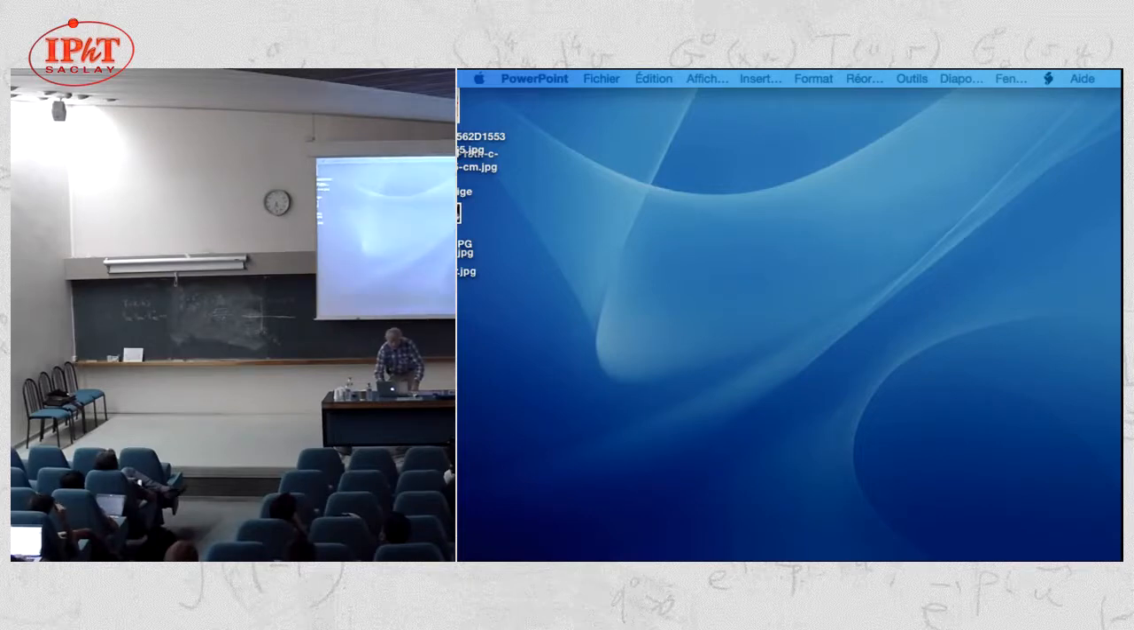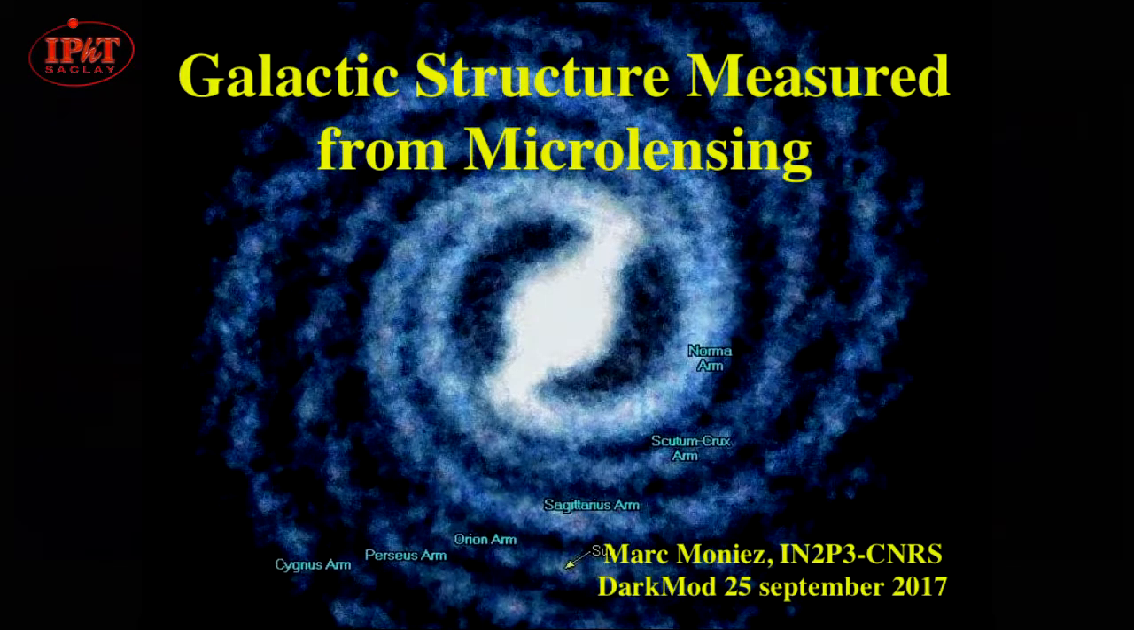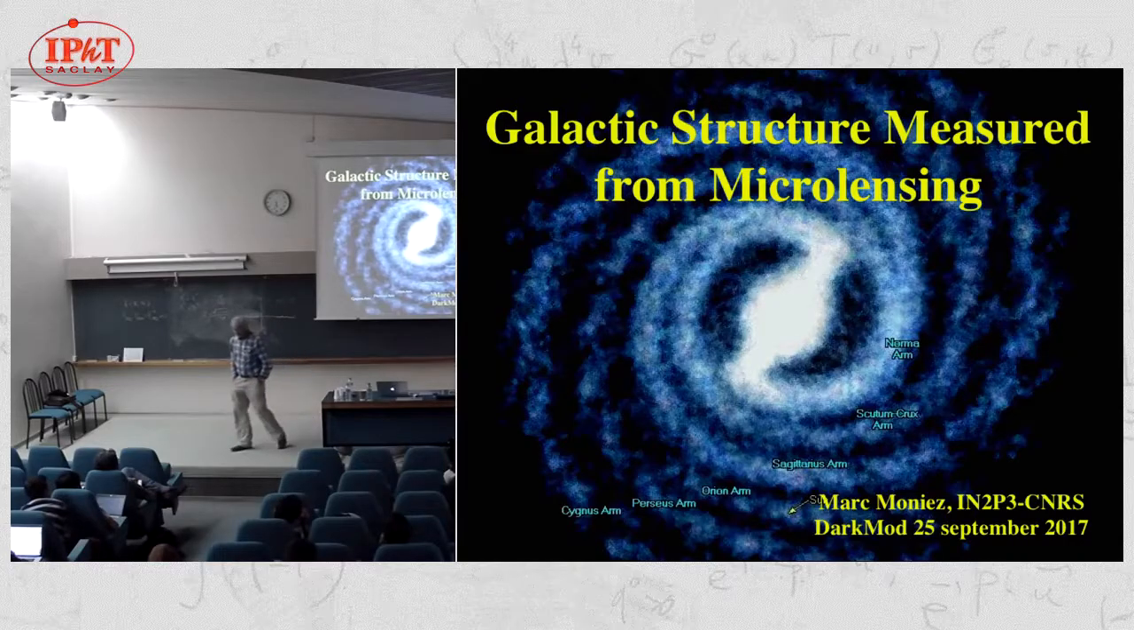Today I will say a few words about another type of dark matter, which is still part of the problematics of the hidden part of the universe. Which is the dark matter in the shape of compact objects that may be baryons or something else, but most probably baryons. I will say a few words about the way we can constrain the galactic structure from the microlensing.